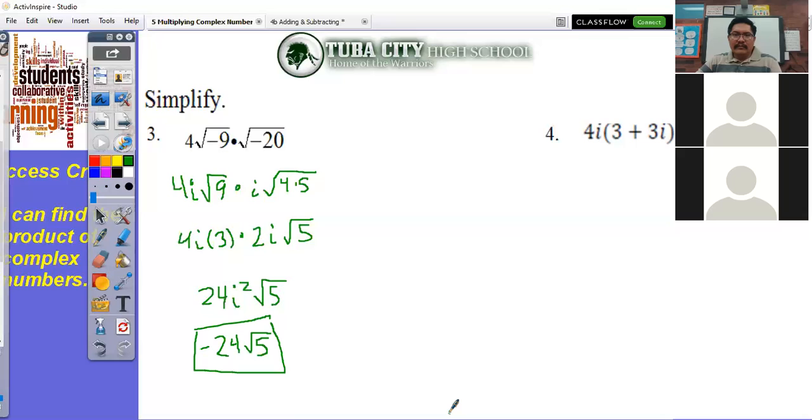And now on to number 4. So this is another one that kind of gets forgotten too, the distributive group. So just multiply both of those together. I mean, sorry, multiply both of the numbers on the inside by 4i. So 4 times 3 is 12i.